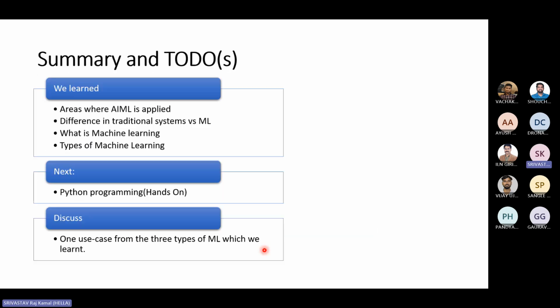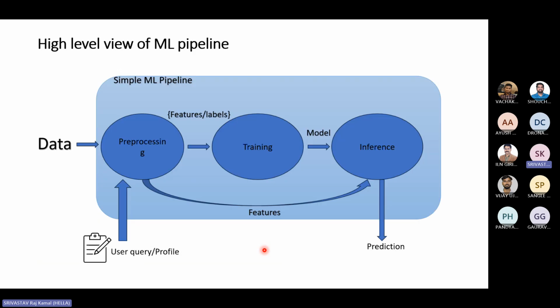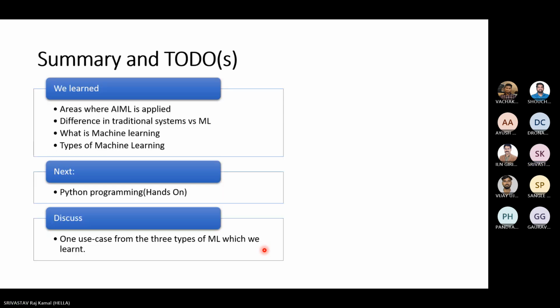Okay, so this is the last slide. What I tried to capture here is mostly the areas where AI and ML are applied, the differences between traditional systems and machine learning, which is pretty much understood by each of us now. What machine learning is in simple terms, I think you should be able to explain. And then the types of machine learning: supervised, unsupervised and reinforcement. We would be just focusing on supervised and unsupervised for now. Supervised are the ones where you know the ground truth, unsupervised are the ones where you do not know the ground truth.